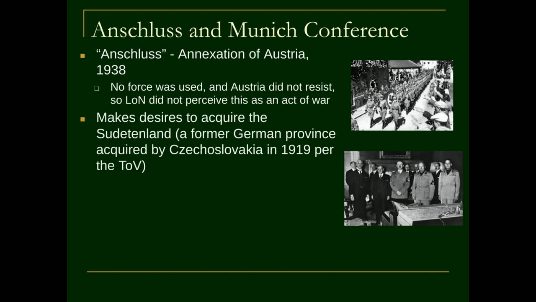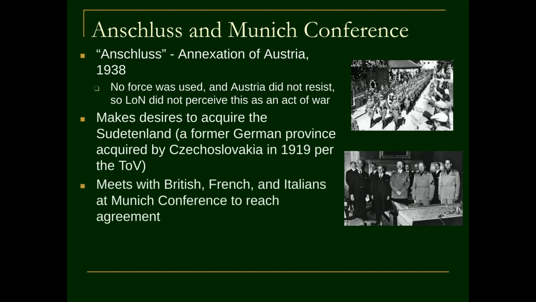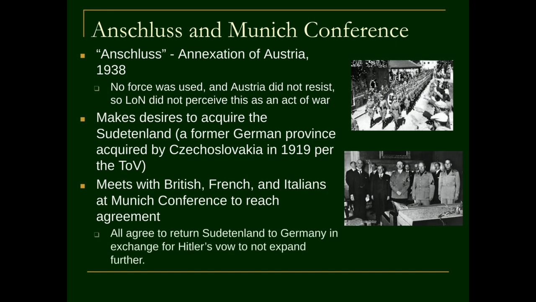Again, Hitler's going to make his desires known to acquire the Sudetenland. And when Hitler begins to threaten to take the Sudetenland, this is when some of the European countries are going to take action. Hitler would meet with the British, the French, and the Italians at the Munich Conference. And at that conference, they would reach an agreement. This was something we talked about in the last lesson, where Neville Chamberlain, the Prime Minister of Great Britain, is going to say that he has achieved peace in our time. He is going to agree to give the Sudetenland to Hitler as long as Hitler vows not to expand any further in Europe.